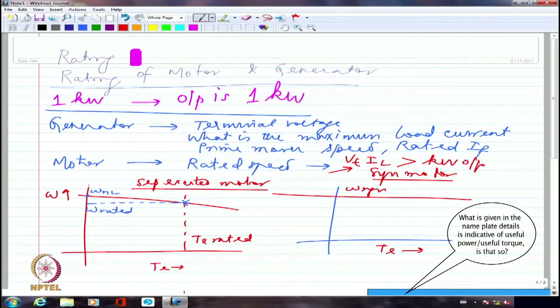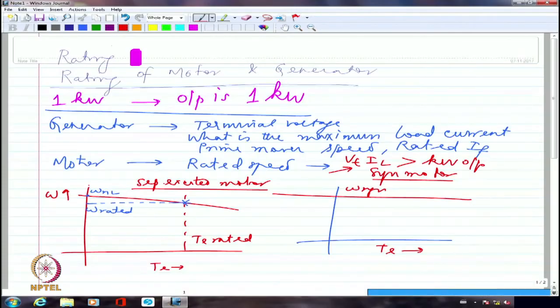See, again, it depends upon the statement. Generally, what is shown on the nameplate detail is useful output. The nameplate details always give you, especially as a consumer, I would like to know how much my motor can deliver. So that is what is given on the nameplate detail. So I should assume that if the nameplate details are given, that is essentially useful output. That is the way it goes, generally.